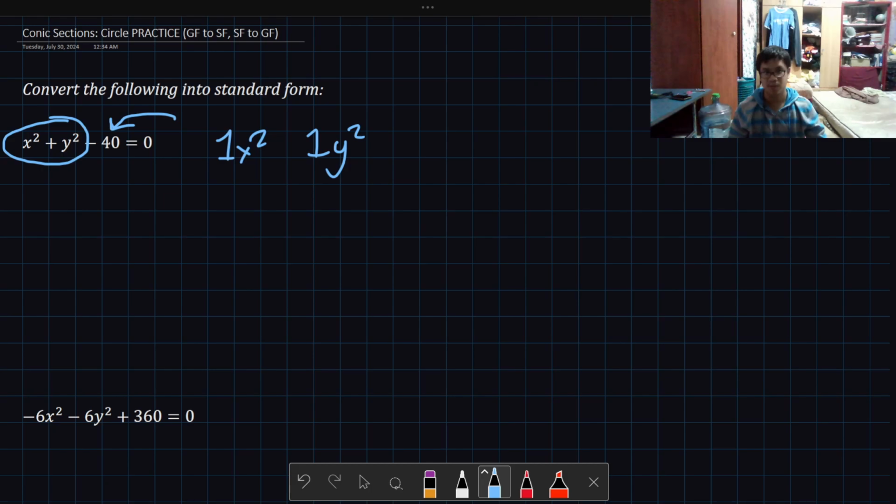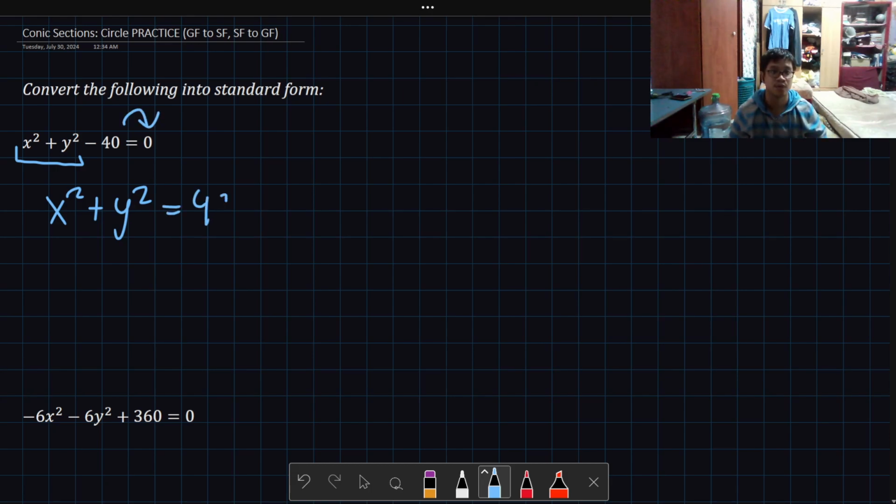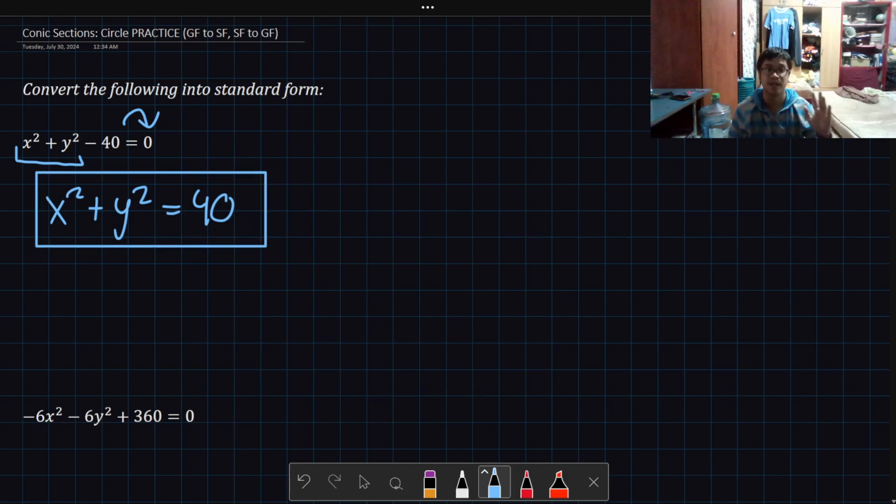So if you see this, what are you going to do? If the coefficient itself is 1, first group these two, just leave them there, while the constant term shall be transposed to the right. So we will have on the left side x squared plus y squared. Then the constant to the right, we transpose it there. You will have is equal to 40. And that's your answer. That's it. This is by far the easiest.